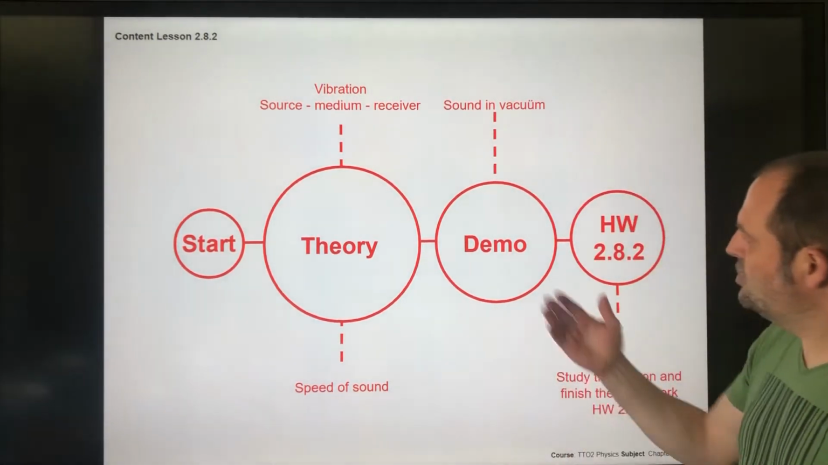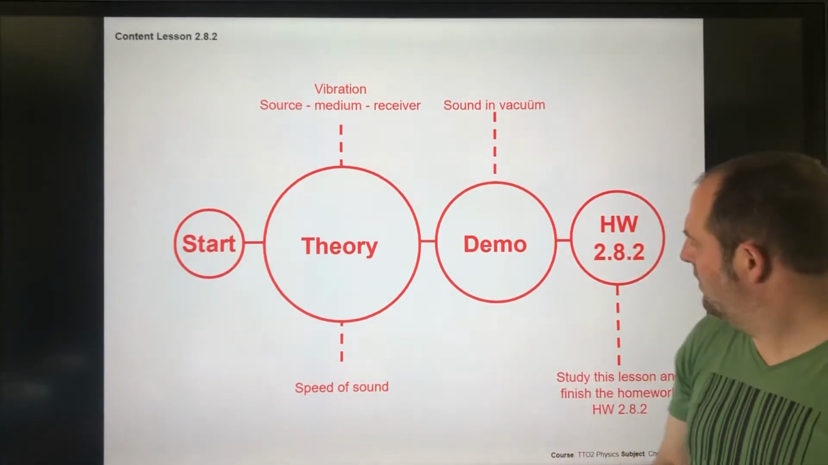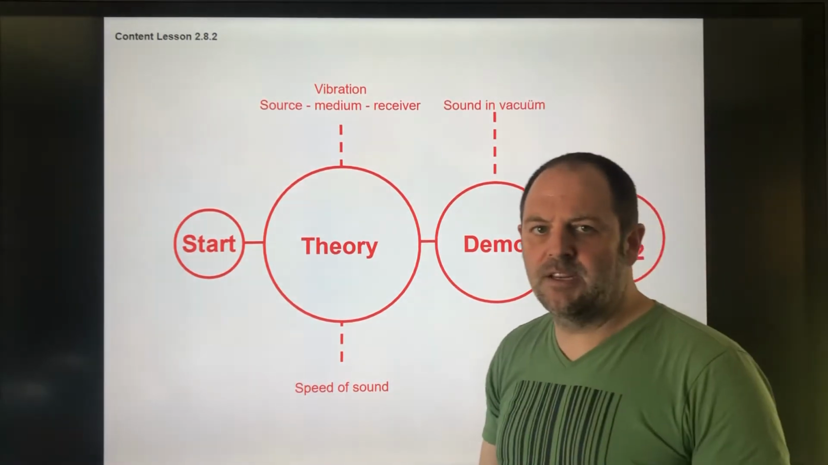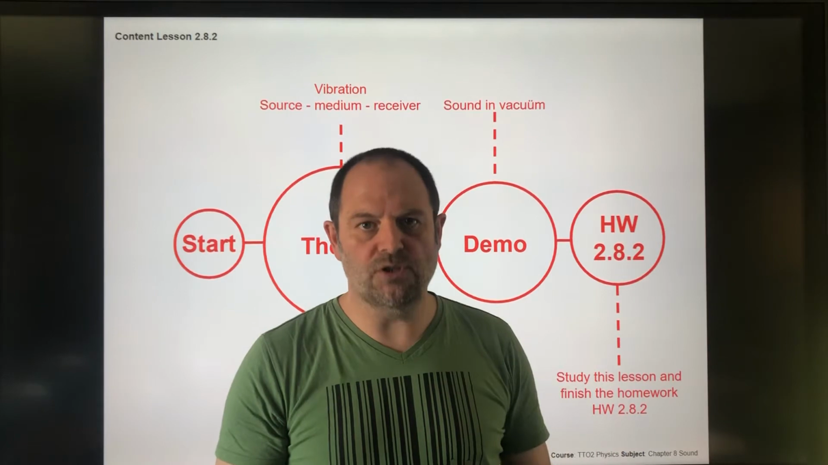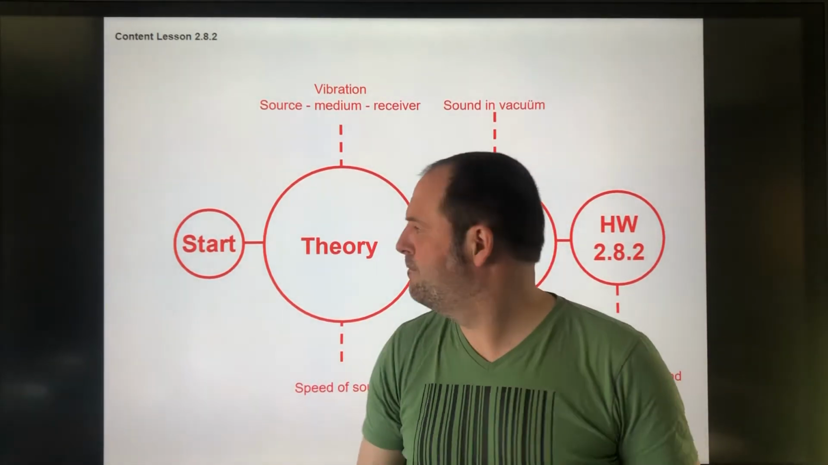In class I will show you a demonstration about sound in a vacuum. And there is also some homework for next lesson. You just need to round off all the things for lesson 2.8.2. So make sure you do that. Most of it will be online, but all the other stuff you can just do in your digital reader.